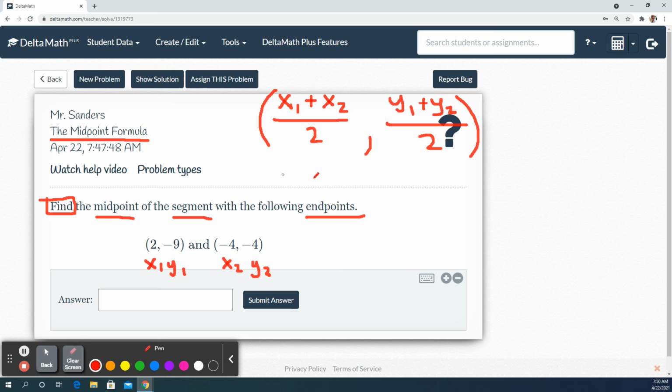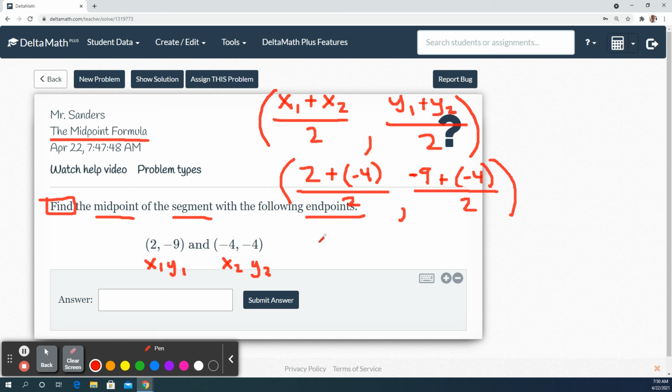All right, so x1 is 2 plus x2 is negative 4. Those get divided by 2. The other ones, the y's, y1 is negative 9 plus y2 is negative 4. Those get divided by 2.